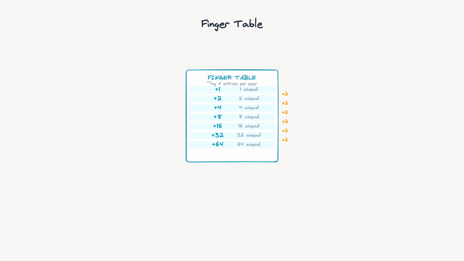Each entry looks ahead at double the distance of the last one. The first entry looks 1 position ahead. The next looks 2 ahead. Then 4, 8, 16, 32, 64. And each entry stores the first peer at or after that position. What this gives you is the ability to halve the remaining distance to your target with each hop. First hop covers half the ring, next hop covers half of what's left, and so on.